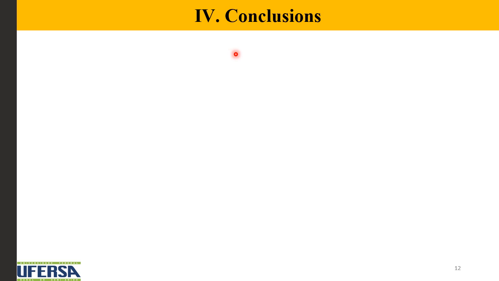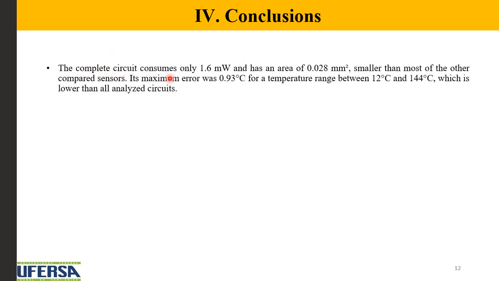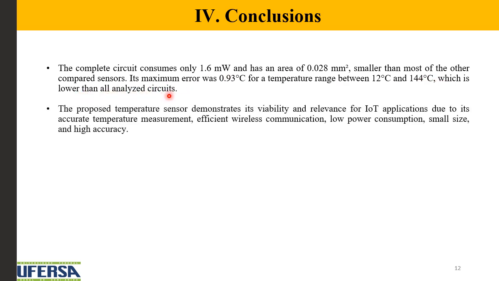And the main conclusions are: the complete circuit consumes only 1.6 milliwatts and has an area of 0.028 square millimeters, smaller than most of the other compared sensors. Its maximum error was 0.93 Celsius degree for a temperature range between 12 and 144 Celsius degrees, which is lower than all the analyzed circuits.